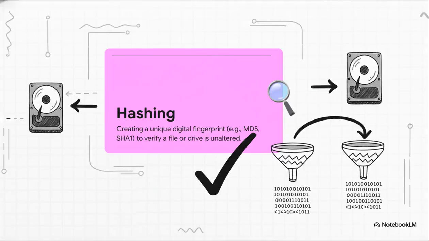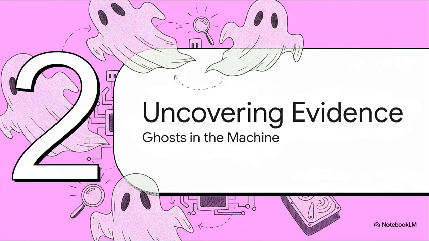Okay, so you've made a copy, but how do you prove it's a perfect identical twin? The answer is something called hashing. You run both the original drive and your new copy through a special algorithm, like MD5 or SHA-1. What comes out is a unique digital fingerprint, a long string of characters. If those two fingerprints match, character for character, boom, you have mathematical proof that your copy is perfect. If they don't, even by 1 bit, that evidence is considered contaminated. It's that precise.